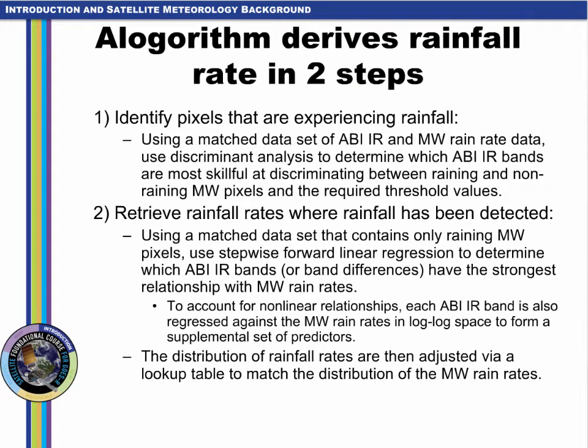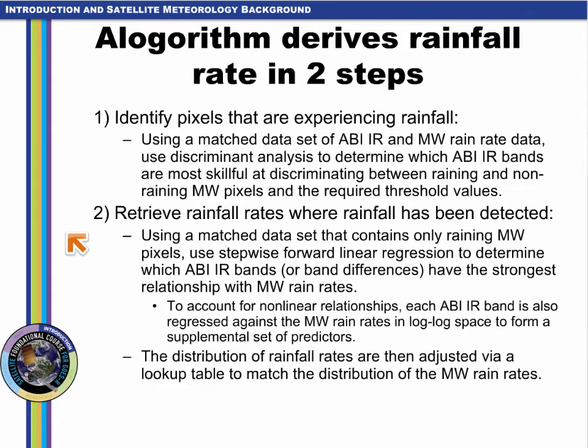The algorithm derives rainfall rate in two steps. First, identify pixels that are experiencing rainfall using a matched dataset of ABI, IR, and microwave rain rate data. Use discriminant analysis to determine which ABI, IR bands are most skillful at discriminating between raining and non-raining microwave pixels and the required threshold values. And then the second step is to retrieve rainfall rates where rainfall has been detected. This is using a matched dataset that contains only raining microwave pixels.